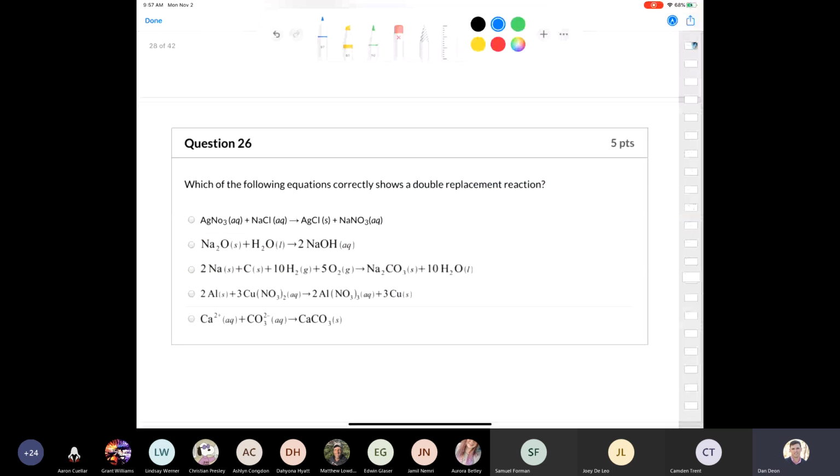The next one, which one shows a double replacement, or sometimes I call it a double displacement? Well, I already answered this kind of in the last one. Which of the following equations represents a double replacement? This is where the anions and the cations swap places. If we look at the first one, you see that the silver is combining with the chloride and that the sodium is combining with the nitrate like this. And so this is, in fact, the double replacement. We also call these metathesis reactions. And so this one is the correct answer.